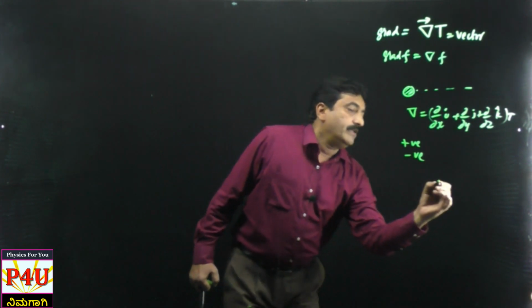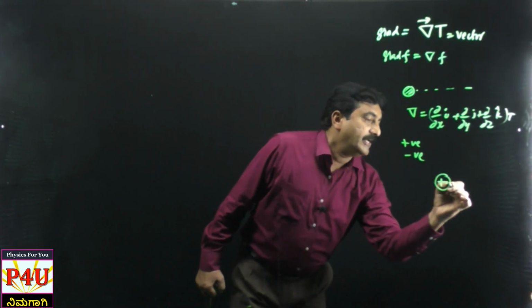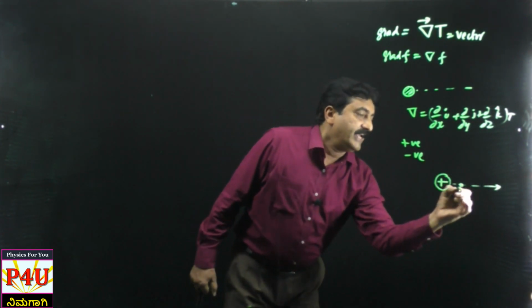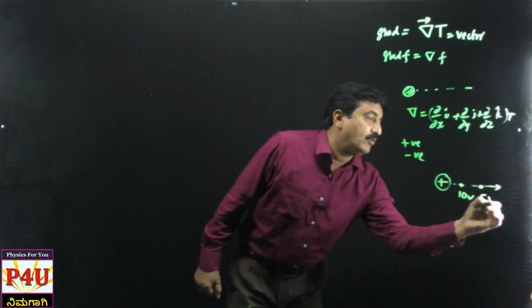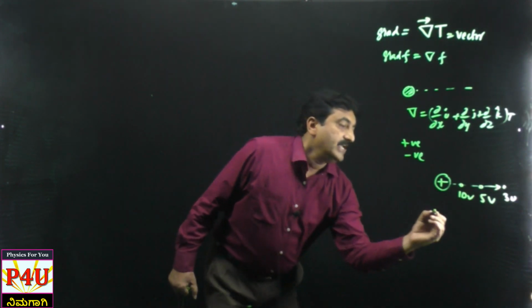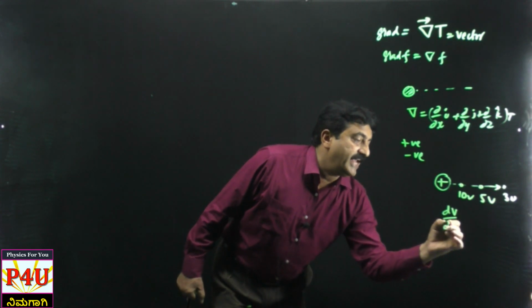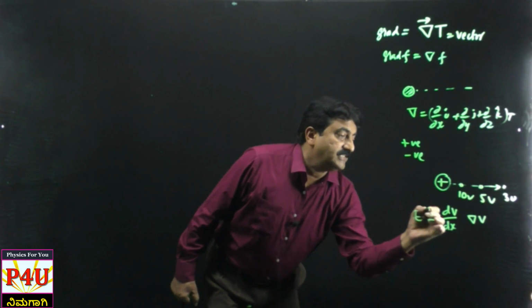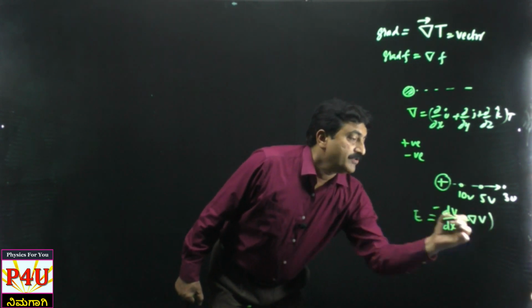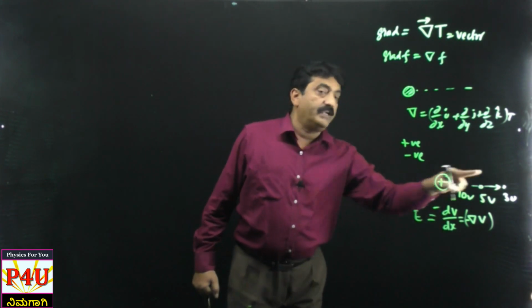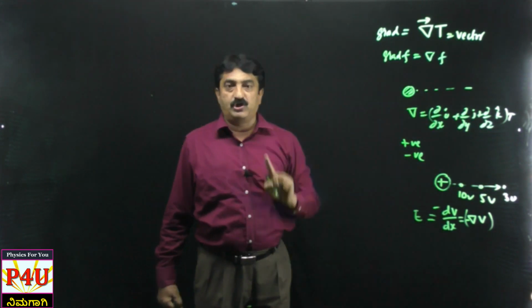For example, if you have a charge over here, as you move away from the charge, potential keeps on decreasing. Here it may be 10 volt, here may be 5 volt, here may be 3 volt. So as you move away, potential decreases. In fact, dV/dx or del V is nothing but electric intensity with a negative sign. So here the negative sign represents that electric intensity is along the decreasing direction of the potential.